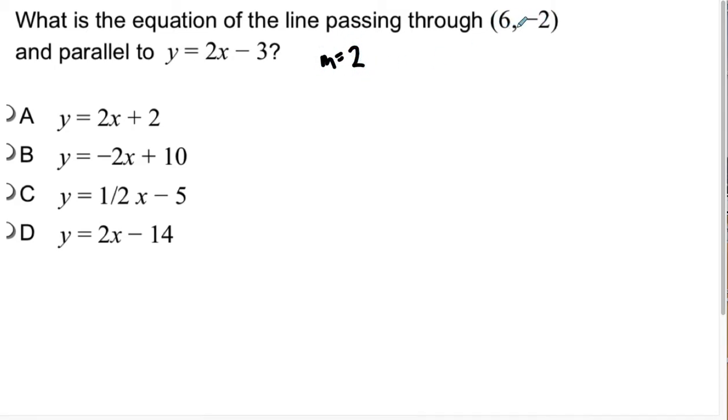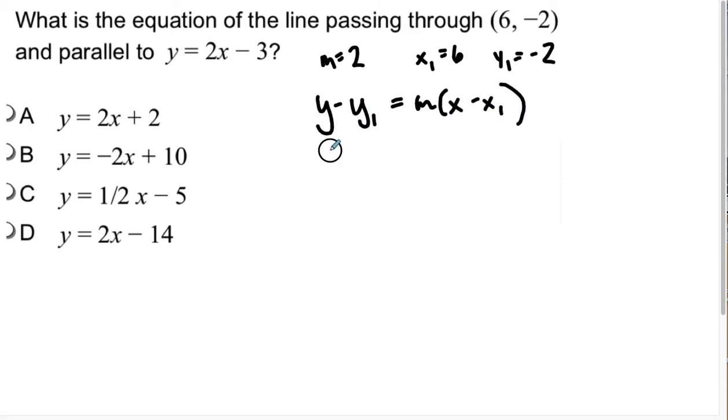Now it has to pass through this point. Okay, so this is a point on the line. So if you remember, if you have a point and a slope, you can use the point-slope form. So we know x1 is equal to 6, and we know y1 is equal to -2. Because we have a point and we have a slope, we're going to use the point-slope formula first. I'm going to substitute in what I know. And my slope is 2.